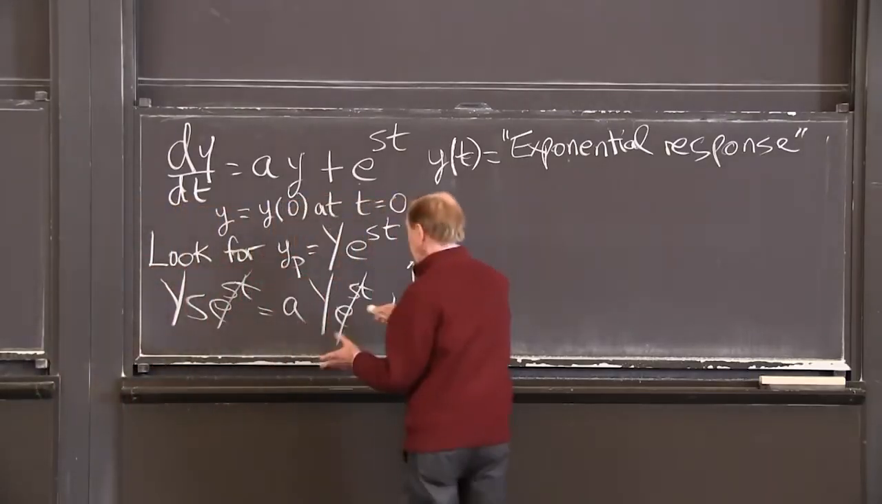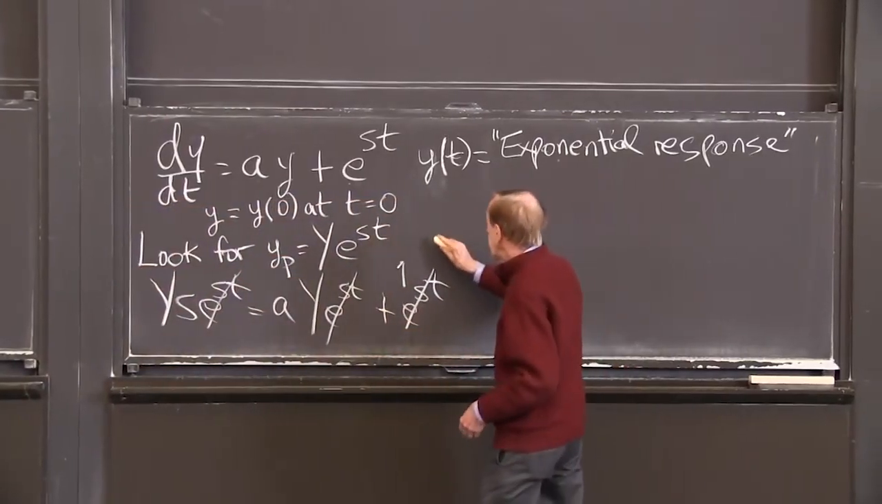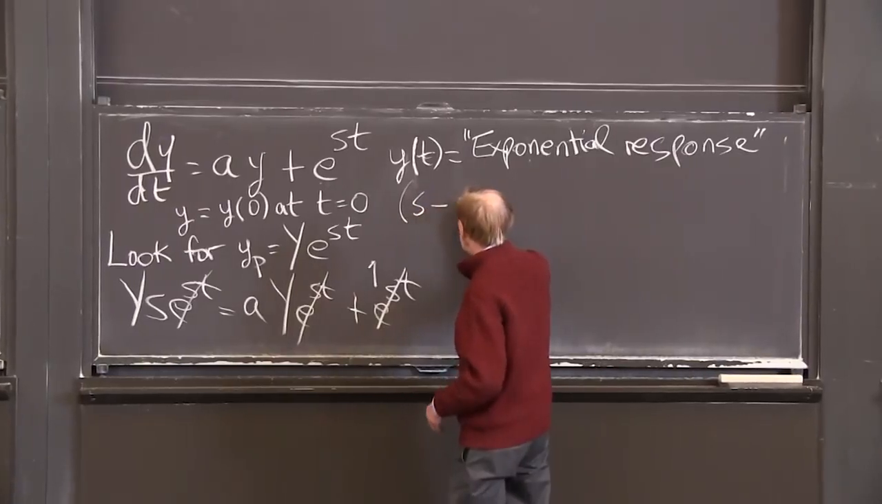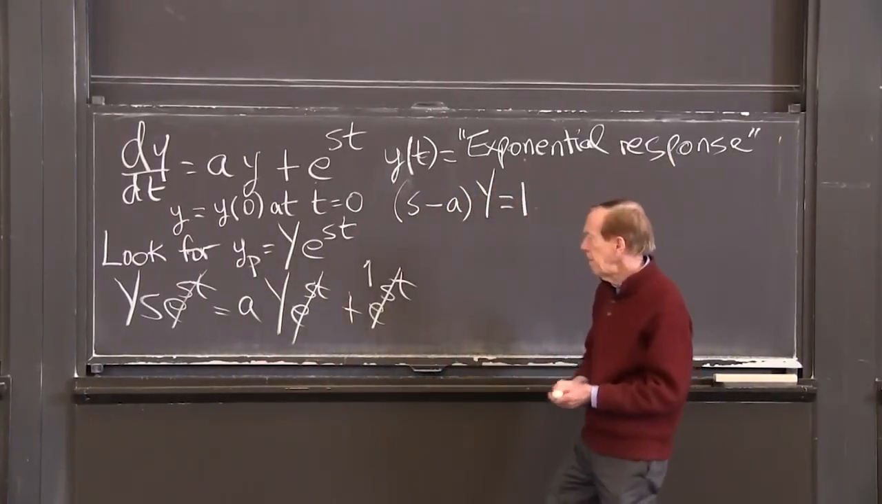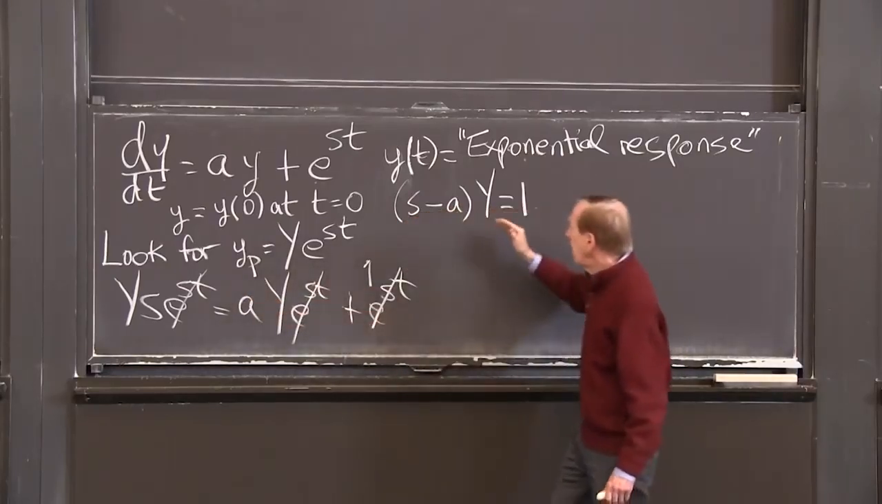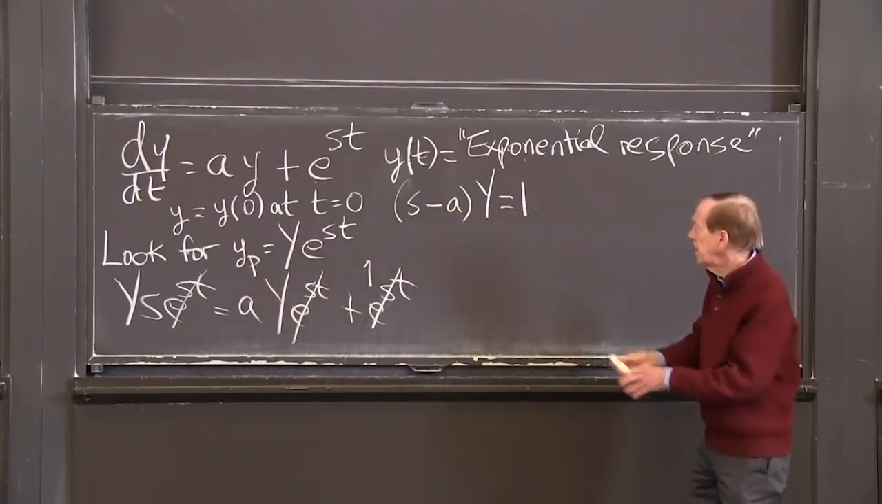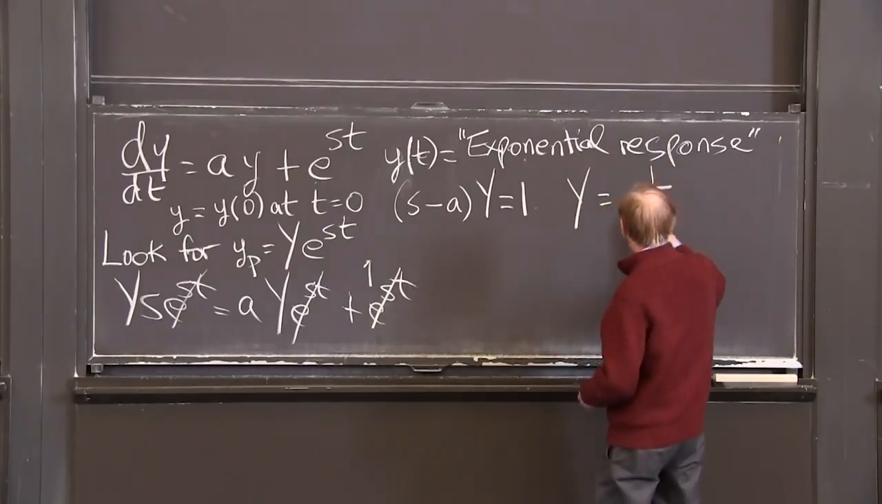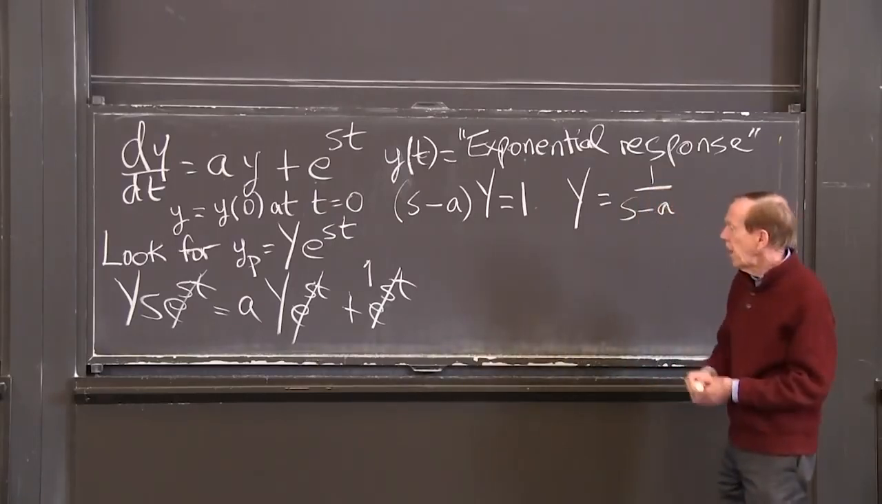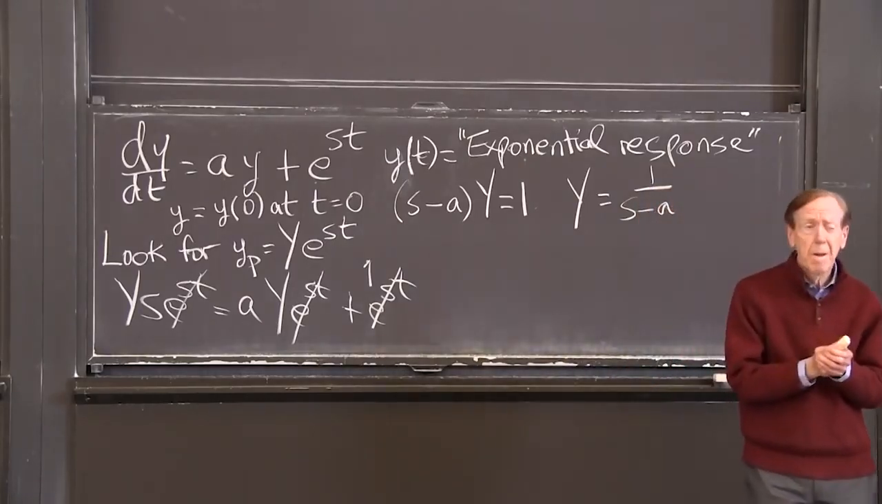So let me write that equation so you see it. That's just s minus a times Y is 1, right? I took a times Y and put it on the left side of the equation. So I've discovered the exponential response, 1 over s minus a. Okay, so I have a solution to the equation.